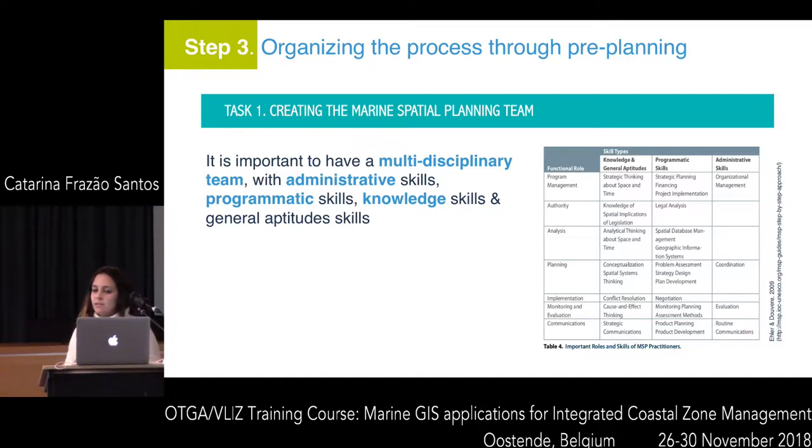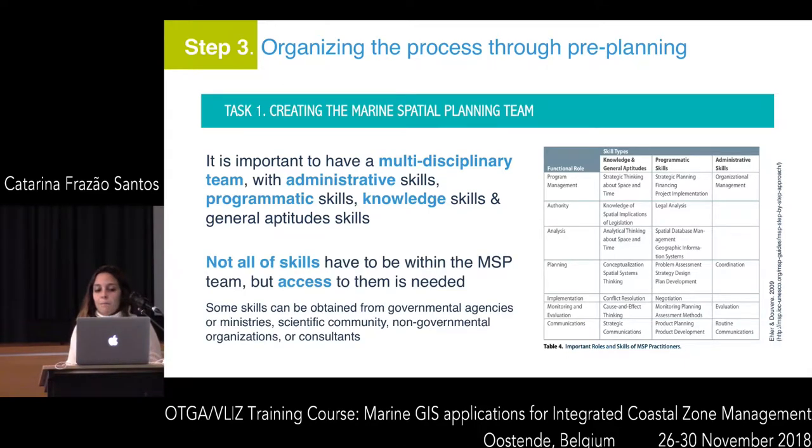It's key that the team works properly, that conflict resolution is present, that strategic communication is ensured. So all these types of different skills need to be present on the MSP team. But not all of them have to be ensured by team members, because it would probably be a daunting task. So when a skill is not present on the team, it has to be easily accessible by establishing collaborations, for example. Some skills can be obtained from government agencies or ministries, the scientific community, or non-governmental organizations through consultation processes, for example.